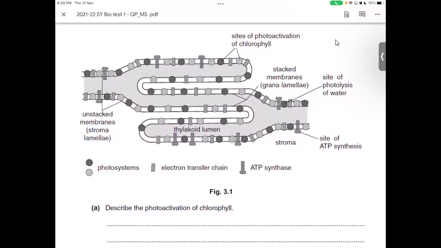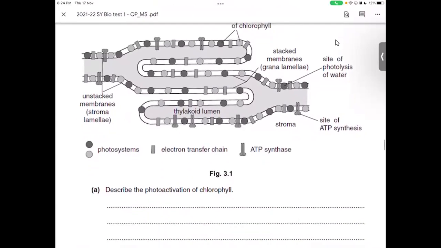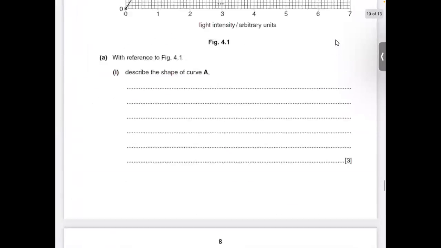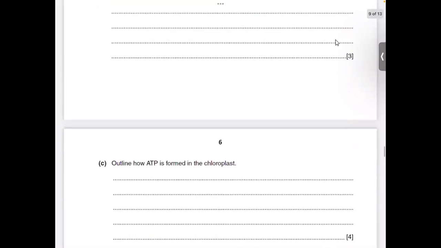Stop here. This doesn't make sense. You're going in the wrong direction, because nobody asked you the details of cyclic and non-cyclic photophosphorylation. You were only asked about the photoactivation of chlorophyll. Have a look. Only the photoactivation of chlorophyll, right? Exactly.